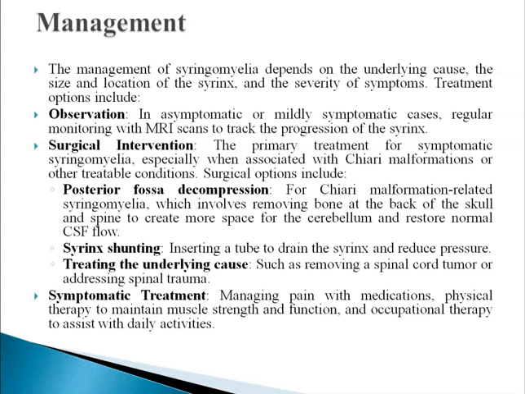The next option is syrinx shunting, inserting a tube to drain the syrinx and reduce the pressure. Next is treating the underlying cause, such as removing a spinal cord tumor or addressing the spinal trauma. Symptomatic treatment includes managing pain with medications, physical therapy to maintain muscle strength and function, and occupational therapy to assist with daily activities.